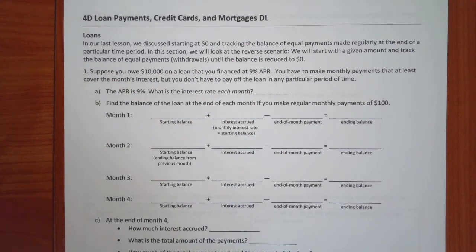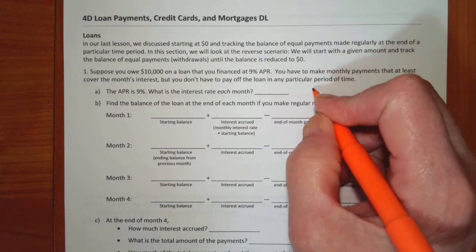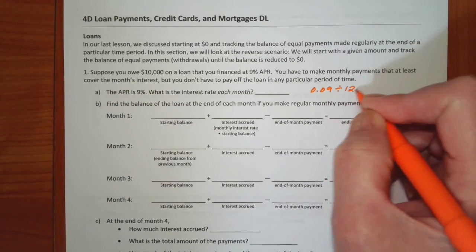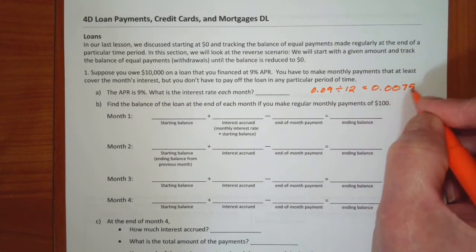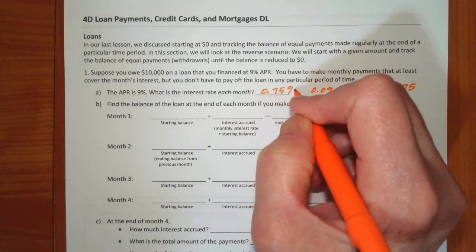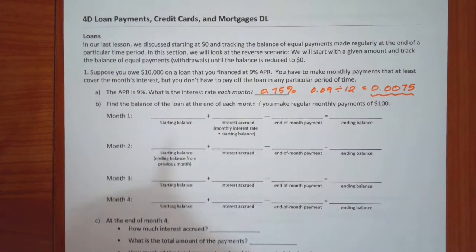Okay, so if the APR is 9%, what is the interest rate each month, because we're dealing with monthly payments? Well, of course, we're going to do exactly what we did before. We're going to take our APR, which is 0.09, divided by 12, and that gives us 0.0075, which is 0.75%. Of course, decimal form is what we're going to use in our formula.